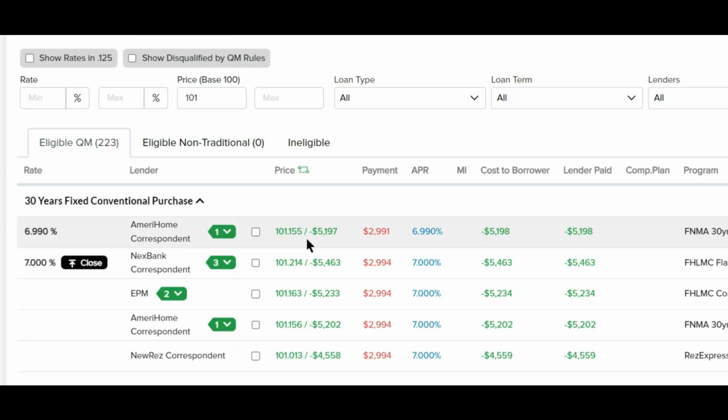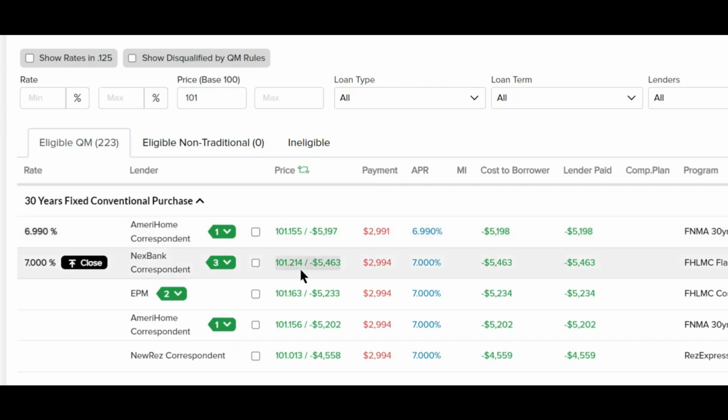So if your comp plan is 1.5%, I could give that person 6.990. I'm going to be getting lender paid comp of 101.15, let's say. And when you lock that loan, the processing department's going to take a look at what your comp plan is, and they're going to say, hey, we need to add 35 basis points as a discount to the borrower, a charge to the borrower. At that point, that meets your comp plan because we would be receiving 1.5% in total from this: 35 basis points from the borrower and 101.15 from the lender. So I hope that makes sense.